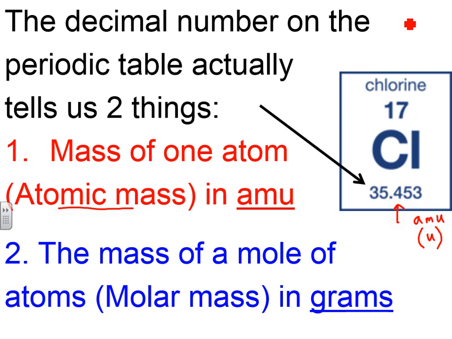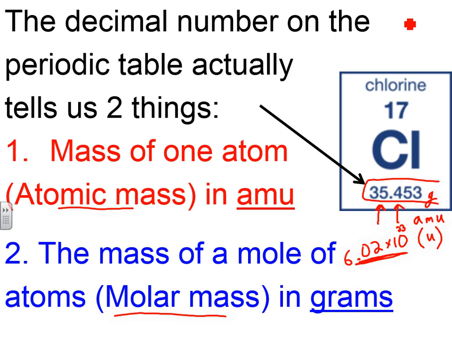And the second thing it tells us is what's called the molar mass. Molar mass is the mass of a mole of atoms. So it says if you had a mole of these, if you had 6.02 times 10 to the 23rd of these chlorine atoms, they would weigh exactly this many grams. And that's the whole point of using this number as the definition, so that the atomic mass and the molar mass match up. So now this definition is going to be extremely important for us.